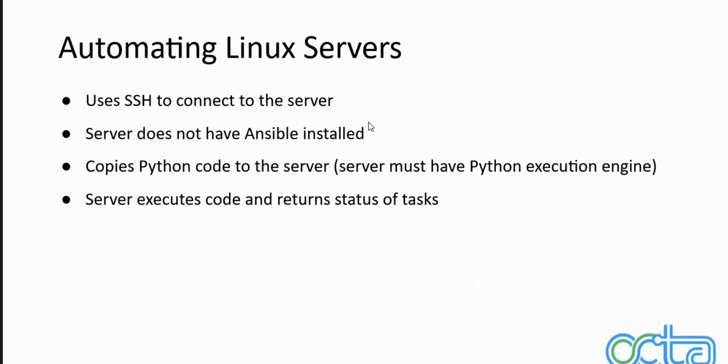So now there's a distinction. How do you deal with Linux servers? How do you deal with network devices? This is how we deal with Linux servers. Ansible uses SSH to connect to the server. The servers, which means the Linux machines or the managed nodes, do not need to have Ansible installed, but they should have Python installed because some Python code will be copied onto these managed nodes and it will be executed there. And it returns the status of the task to the control node.